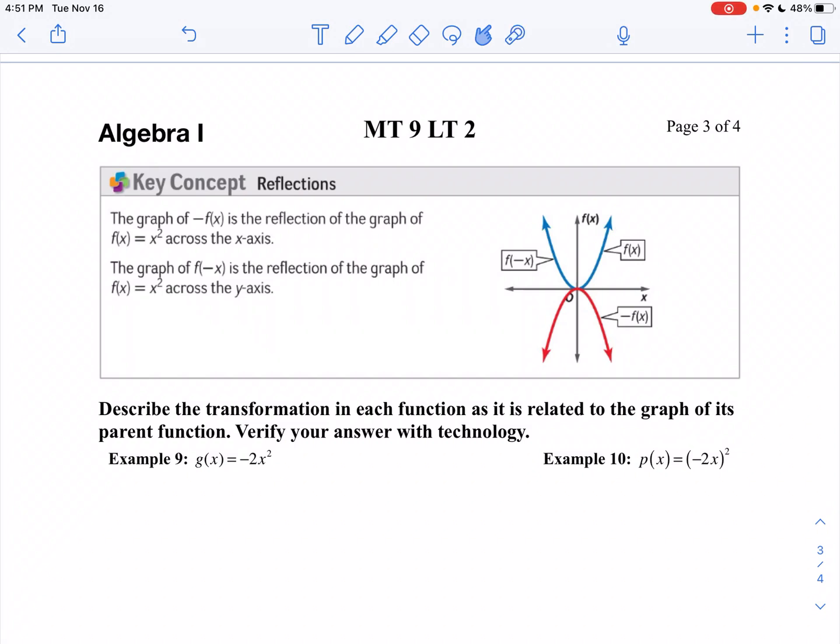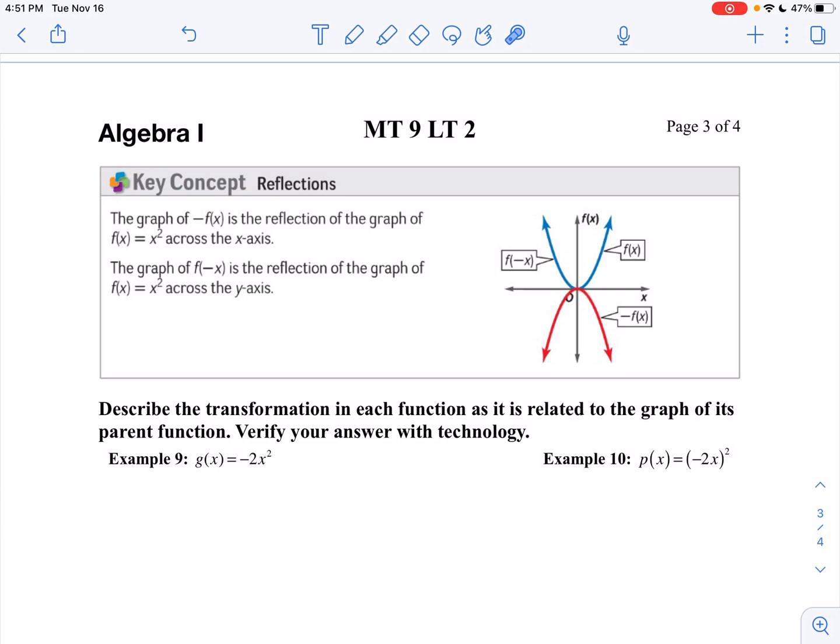Finally, if you multiply your function by a negative, you're going to flip it over the x-axis. If you make x negative, you're going to flip it over the y-axis, but since it's symmetric about the y-axis, there's going to be no change. It's just going to be exactly the same.